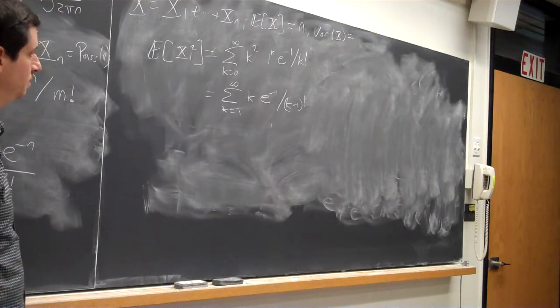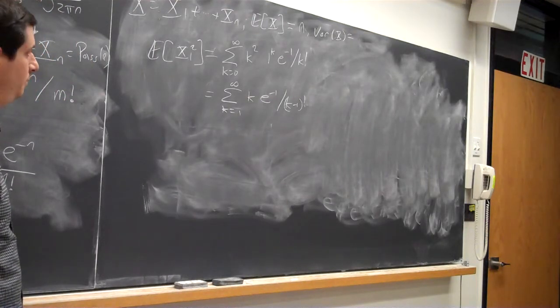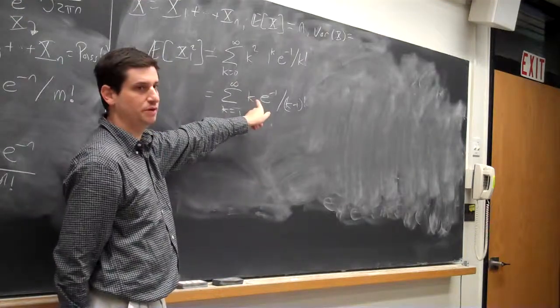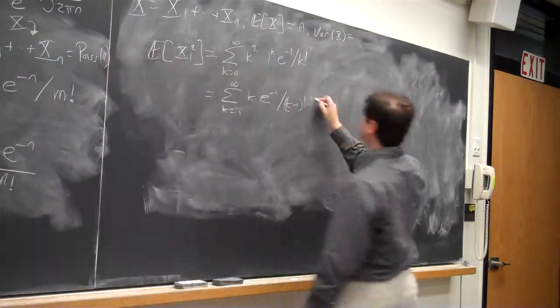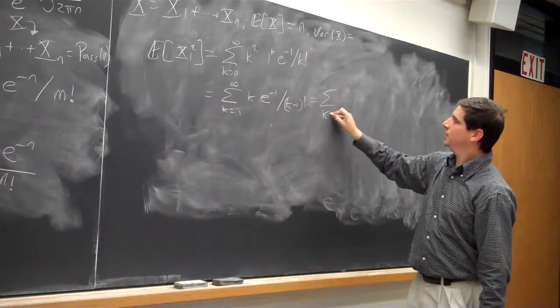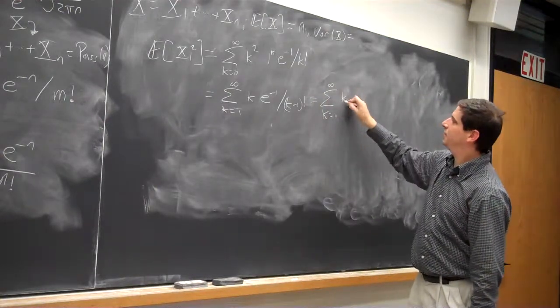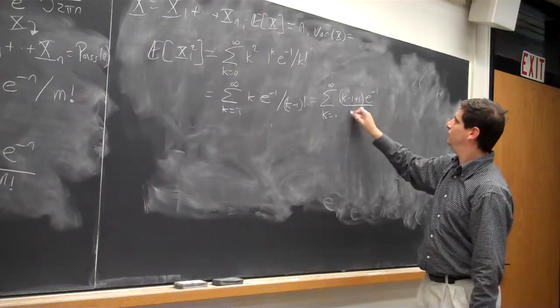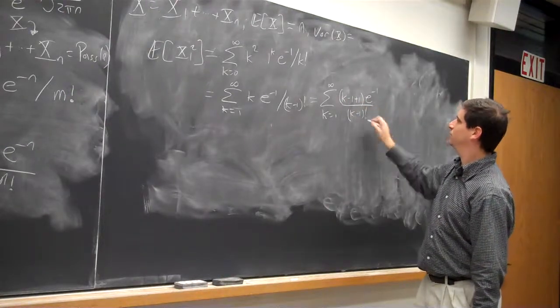Right? Instead of having a k, I'd rather have a k minus 1. So let's just write this as a sum. k goes from 1 to infinity of k minus 1 plus 1, e to the minus 1, over k minus 1 factorial. What have I done?